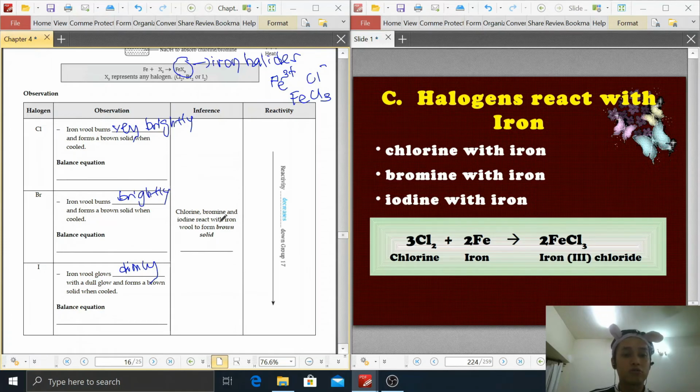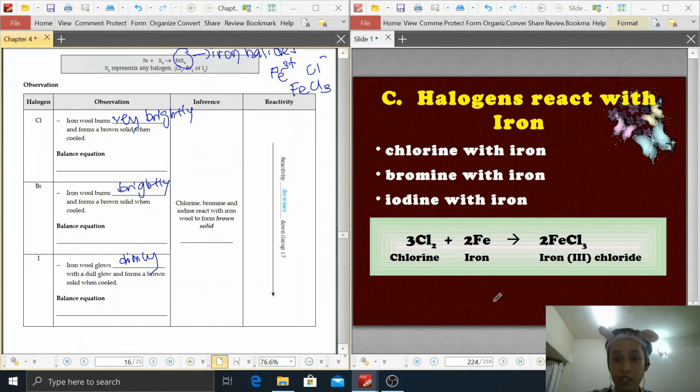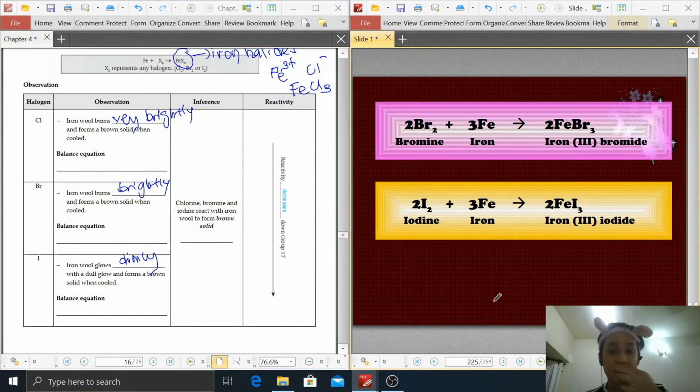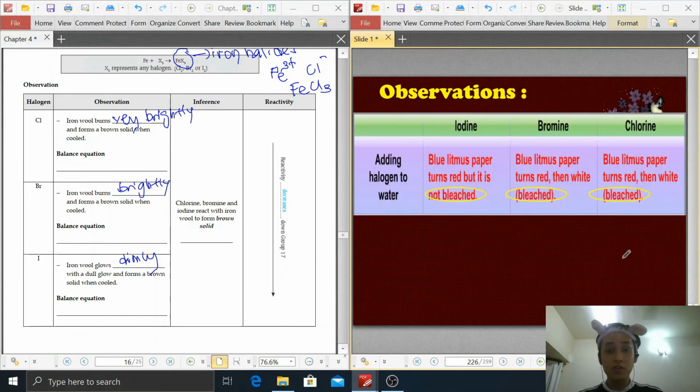So I believe that is the reaction for the halogens. This one is the balanced equation. Bromine and iron, you will get iron bromide. Iodine and iron, you get iron iodide. Here they have included the observation. When you put the halogens into water, you will see that blue litmus paper turns red, but does not bleach, because this one is iodine. Whereas for bromine it is bleached, or we can say decolorized, because it's more reactive.